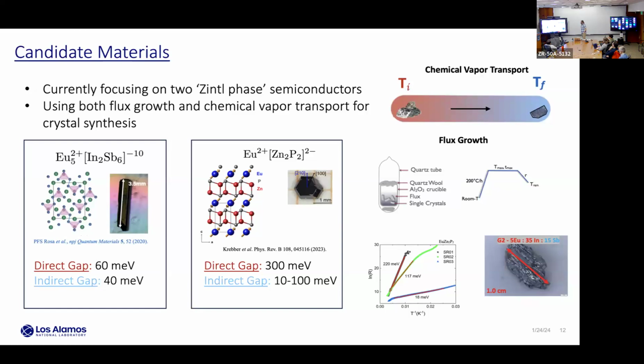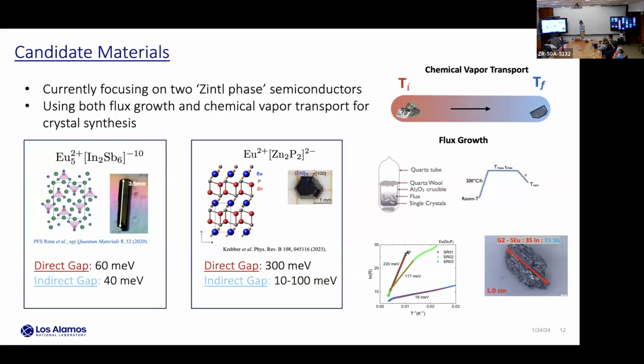We've explored a very big parameter space of different materials and focused in the last year down on these two particular materials. These are known as Zintl phase semiconductors. It's a phase of matter with lanthanide and actinide materials that can result in either incredibly poor conductors or narrow bandgap semiconductors. The two that we have are europium-5 indium-2 antimony-6, and europium zinc phosphorus-2.